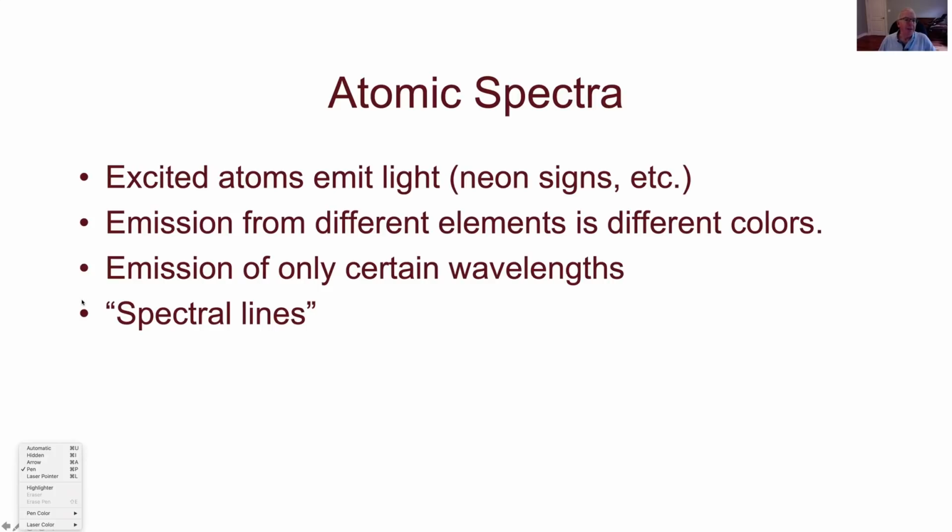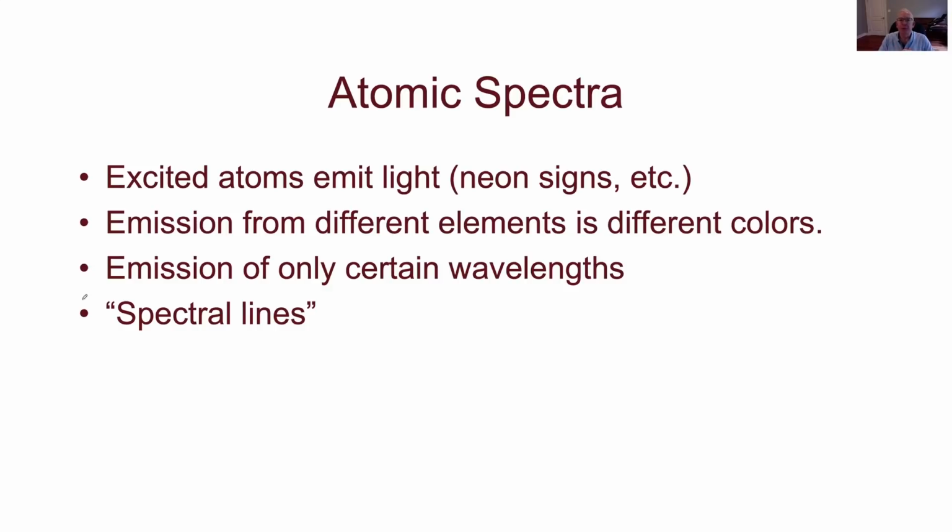Okay, what we're going to talk about in this video is the idea of atomic spectra, atomic emission spectra primarily. What happens here is an excited atom, that means an atom that for some reason or other has some excess energy in it. There has to be some sort of energy source that pumps that energy into the atom. The atoms will then emit light.